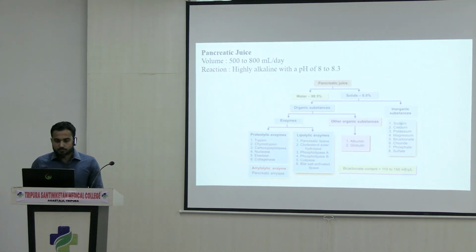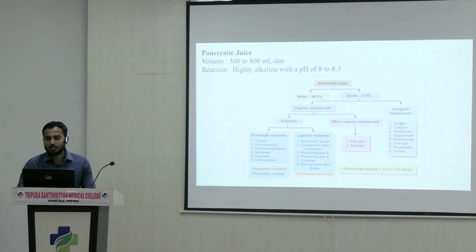Next, the pancreatic juice. That means the exocrine part of the pancreas is secreting the pancreatic juice. Now, what is the volume of the pancreatic juice? 500 to 800 ml per day. And if you see the pancreatic juice, what is the pH? It is 8 to 8.3. That means it is alkaline in nature. 8 or 8.3 means it will be alkaline.